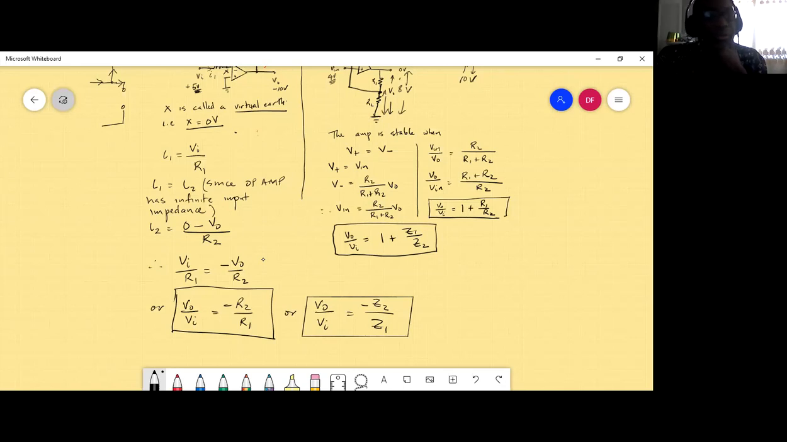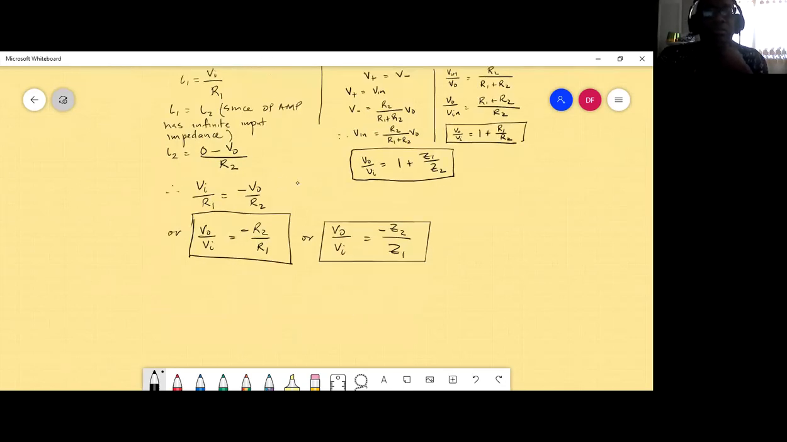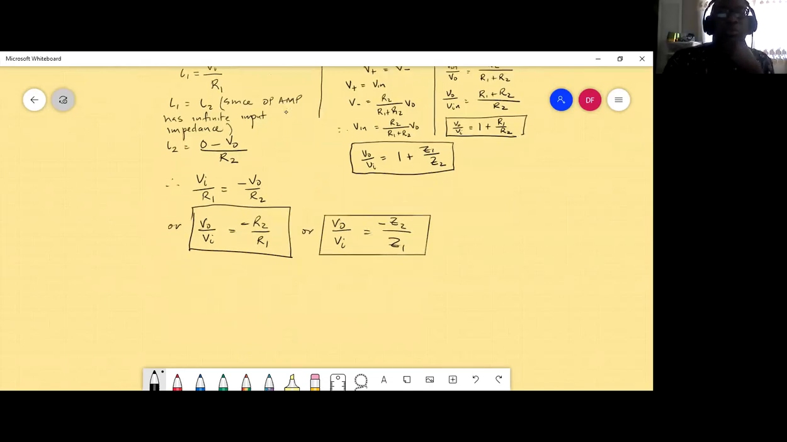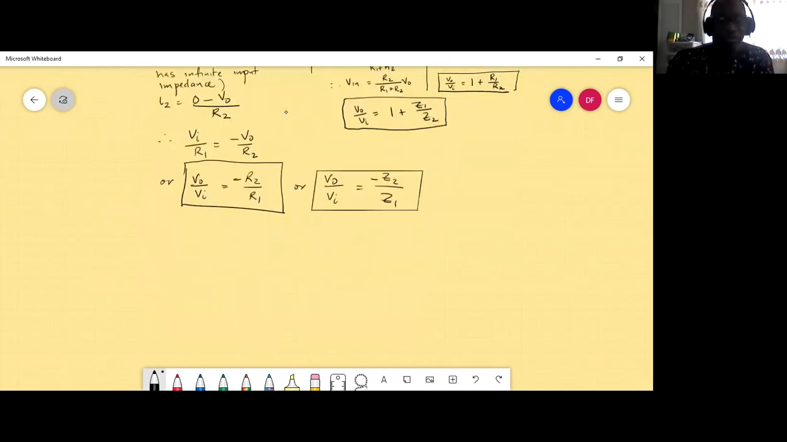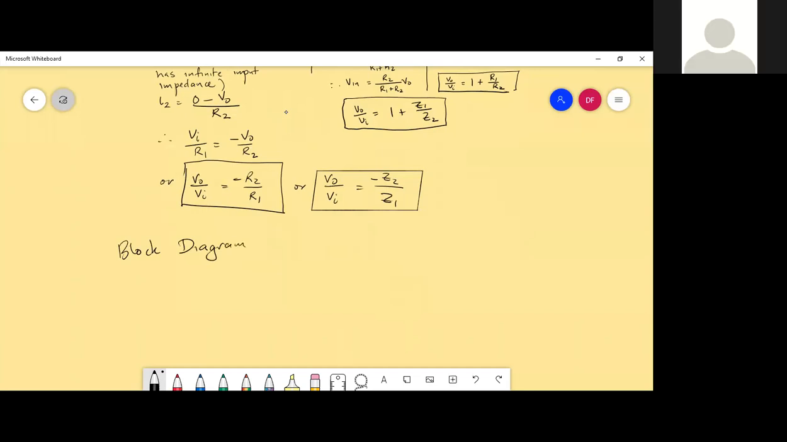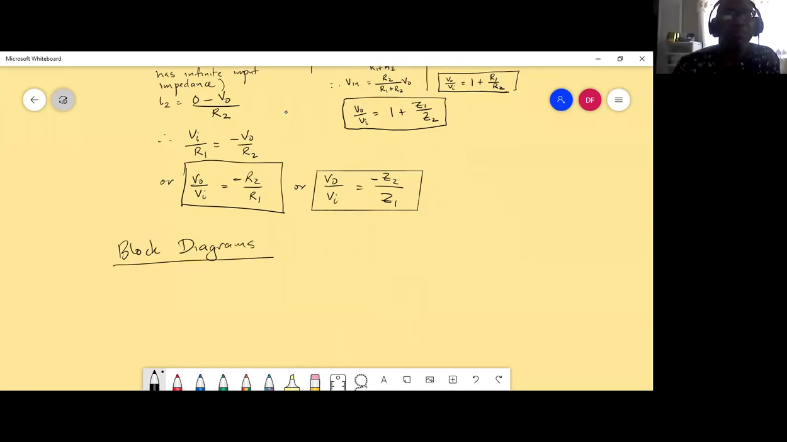All right, so we can go on to talk about two last things that I need to make mention of. I need to make mention of block diagram. So where you have VI, is that V in or something else? V in.